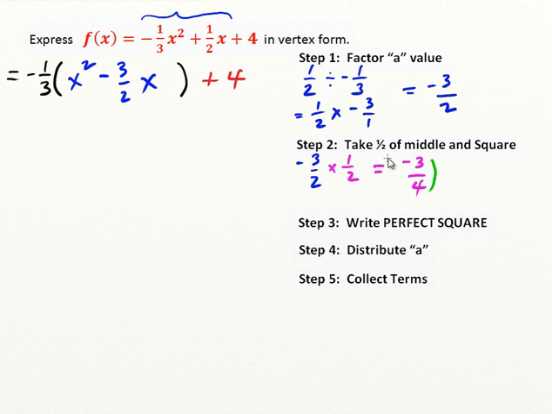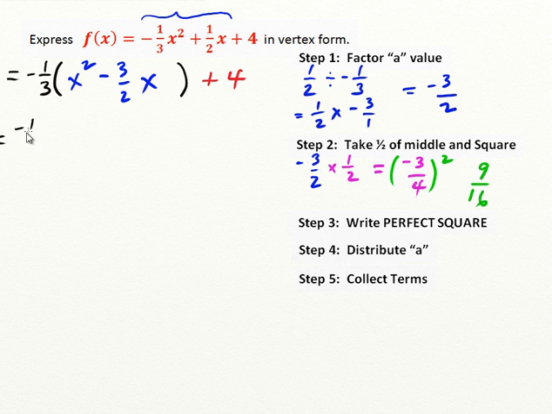When I take that and I square it, that gives me negative 3 squared is positive 9, and 4 squared is 16. So this 9/16, this value here, is the value that will turn these first two terms into a perfect square. So it's the missing constant value at the end. So let's put that in.